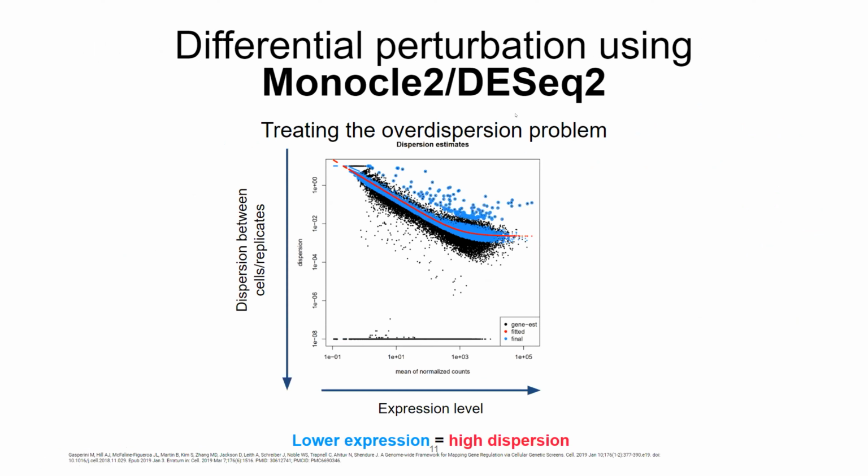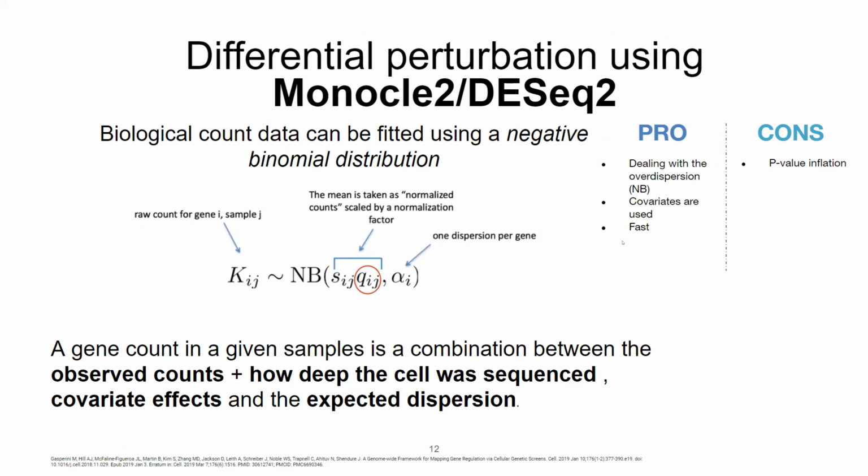If you think about this, Monocle 2 was originally used in the Gasparini paper, and they have this very nice figure showing that biological data have this dispersion problem. Here, I'm just showing that if you have low counts, you have more dispersion than when you have a higher mean count of your genes. So another way to find these perturbations is using negative binomial models, trying to model this as a unique thing, taking into account how deeply the cells were sequenced, the covariates, and the expected dispersion, to create this model.